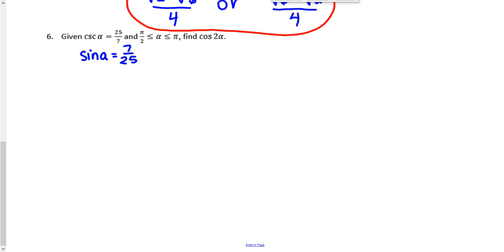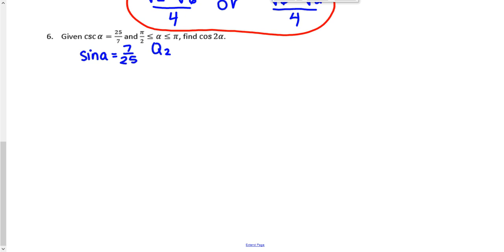And pi/2 is less than or equal to A is less than or equal to pi. That means that triangle A has to happen in which quadrant? Good. And what's negative in the second quadrant? X or Y? X. So my cosine is going to be negative. Find cosine 2A.